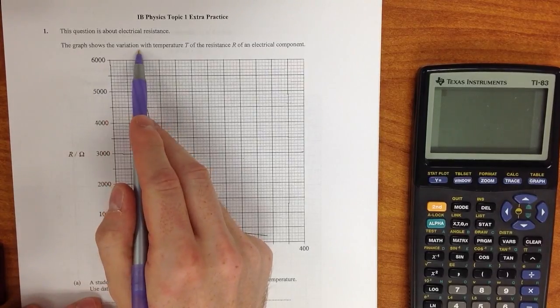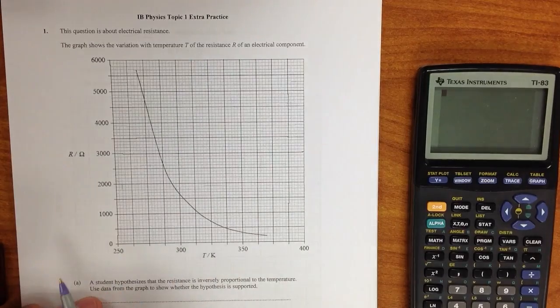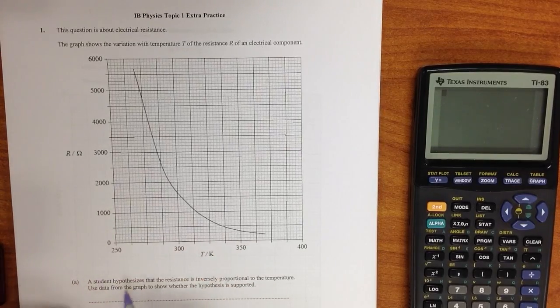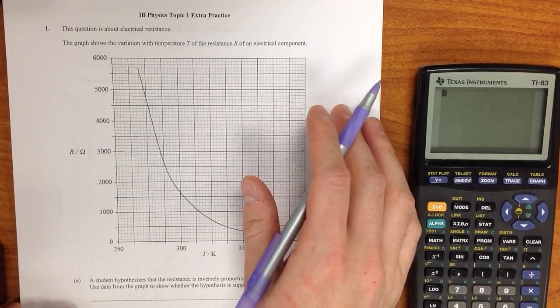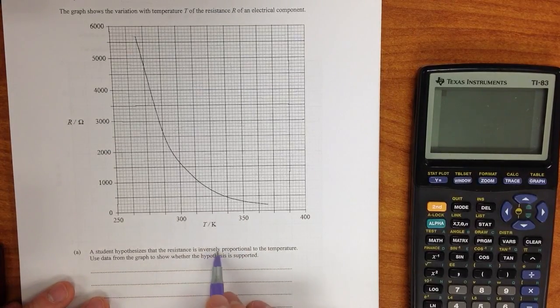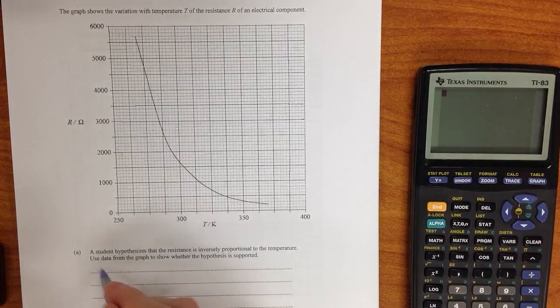The graph shows the variation with temperature of the resistance R. In other words, as you vary or change temperature, how does R respond for a particular electrical component? A student hypothesizes that the resistance is inversely proportional to the temperature. After all, that's kind of the shape of an inverse graph, a reasonable initial hypothesis. Use data from the graph.